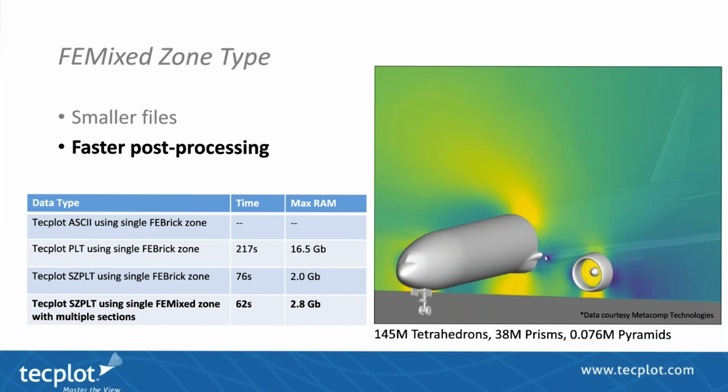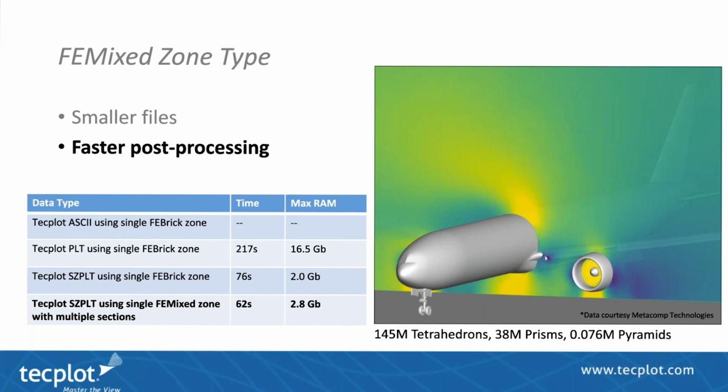With the SCPLT format, it's 76 seconds to read and display this and create this image, and 2 gigabytes of data. It's a lot less data because what we do with this, with sizzle data, is we actually will only load the subzones that are needed to create this image.